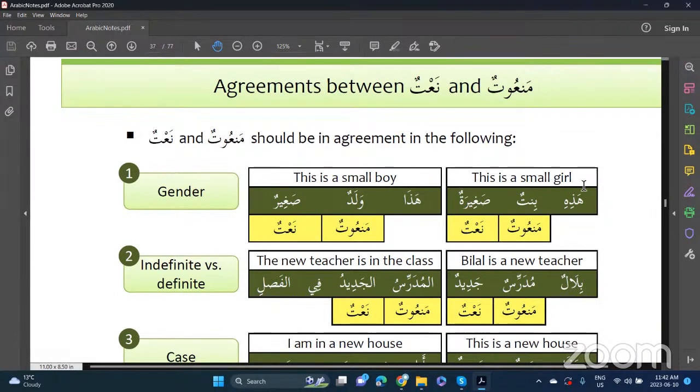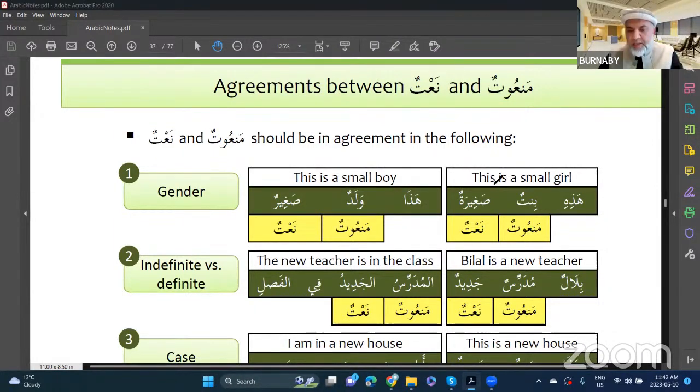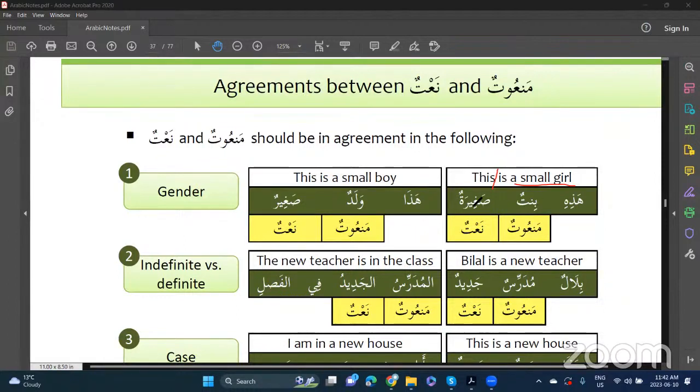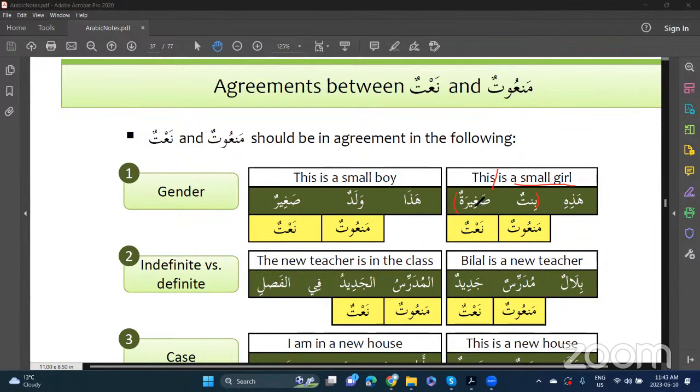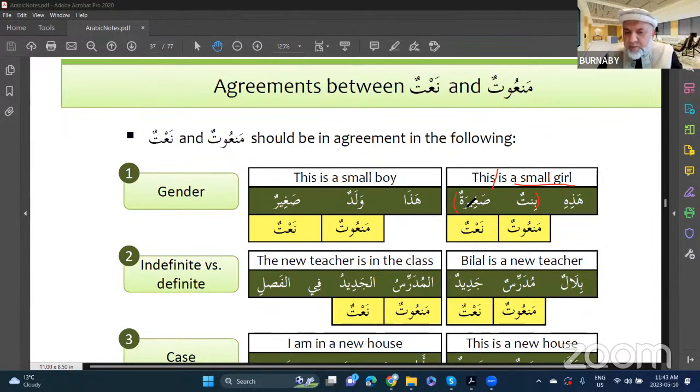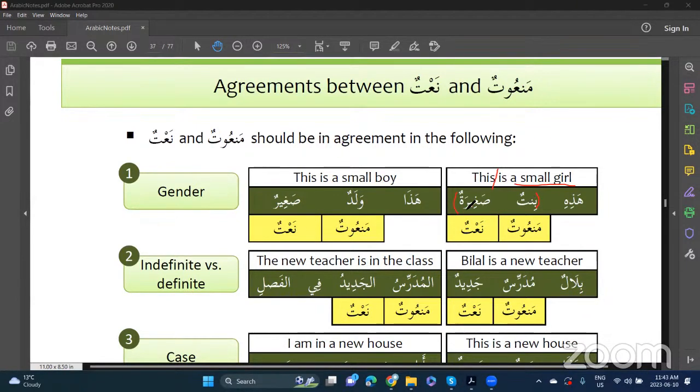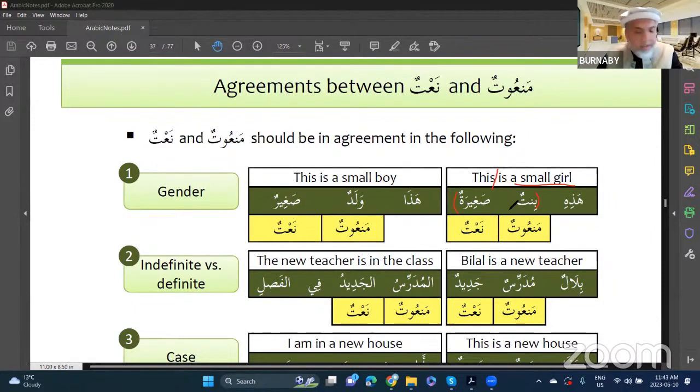Agree? Now we talked about our mubtada and khabar. I said anything before is a mubtada, and anything after that is a khabar. So is hazihi mubtada? Okay. Is bintun saghiratun my murakkab-e tawsifi? Yes. So a small girl. So khabar is bintun saghiratun. Now is bintun feminine? Yes. Saghiratun feminine? Yes. Bintun singular? Yes. Saghiratun singular? Yes. Bintun rafa? Yes. And saghiratun rafa? Yes. Bintun nakira? Yes. And saghiratun nakira? Yes. Is khabar supposed to be nakira or marifa?